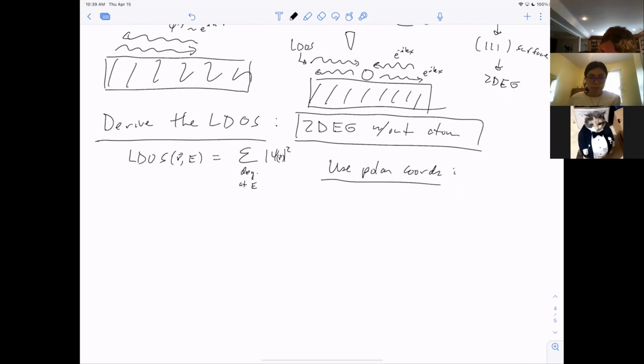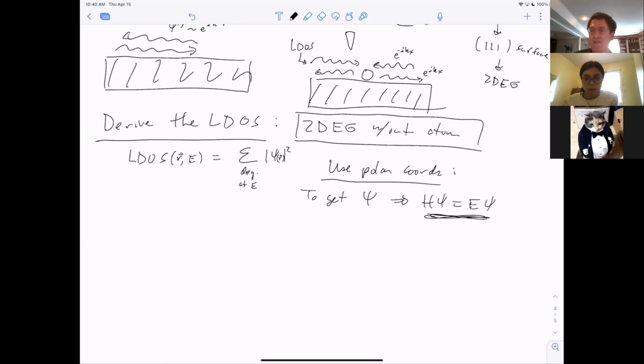And so to get the psi, the degenerate psi, we need to solve the Schrodinger equation, H psi equals E psi. Okay, because everything always comes down to the Schrodinger equation. So let's solve the Schrodinger equation for the two-dimensional electron gas at the surface of copper.